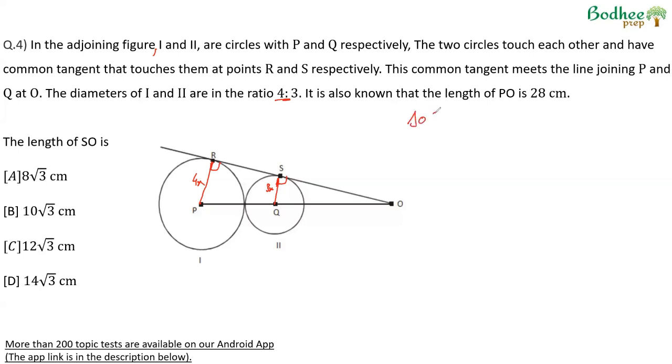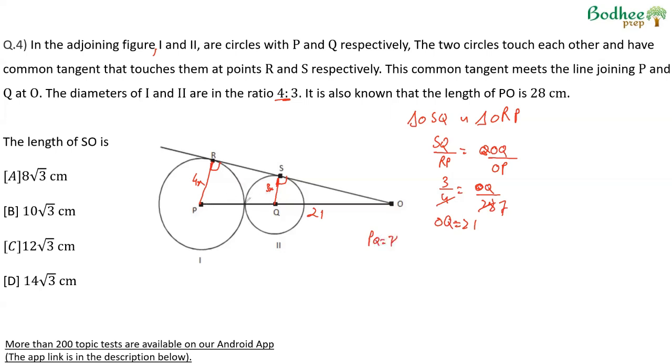Now, triangle OSQ is similar to triangle ORP. Angle O is common, S and R are 90 degrees. Therefore, the ratio of sides, SQ upon RP will be OQ upon OP. SQ upon RP is 3/4, the ratio of the radii. OQ we do not know. OP is given as 28 or PO is 28. 3/4 of 28 is 21, so therefore OQ comes out to 21. Which means PQ is equal to 7.